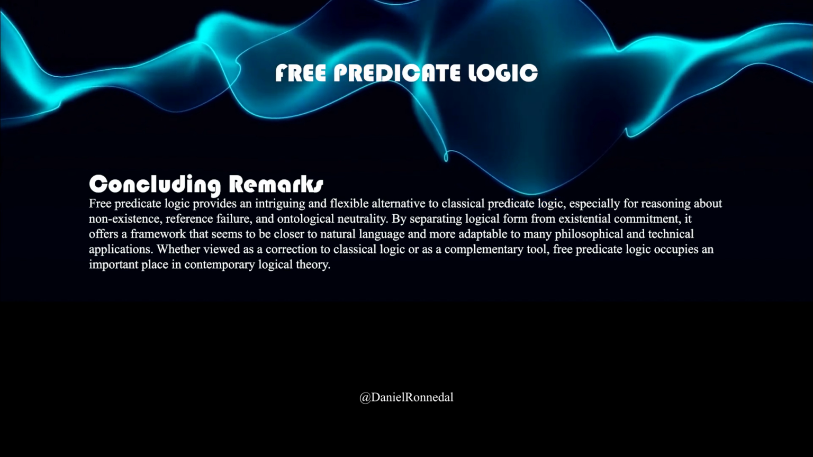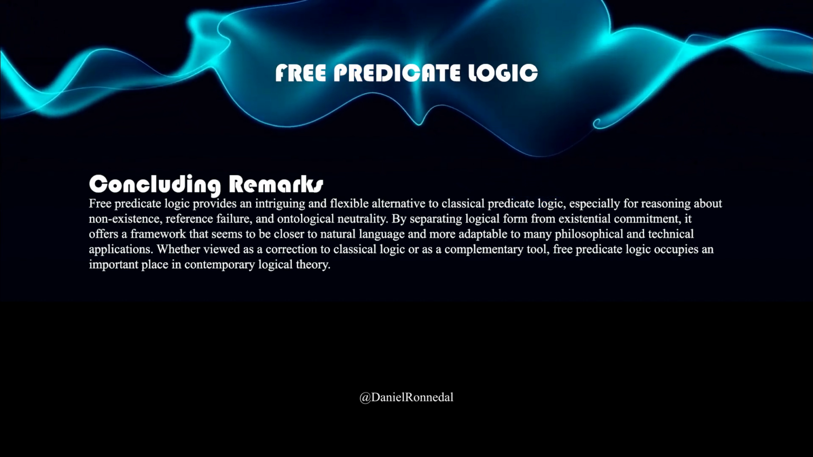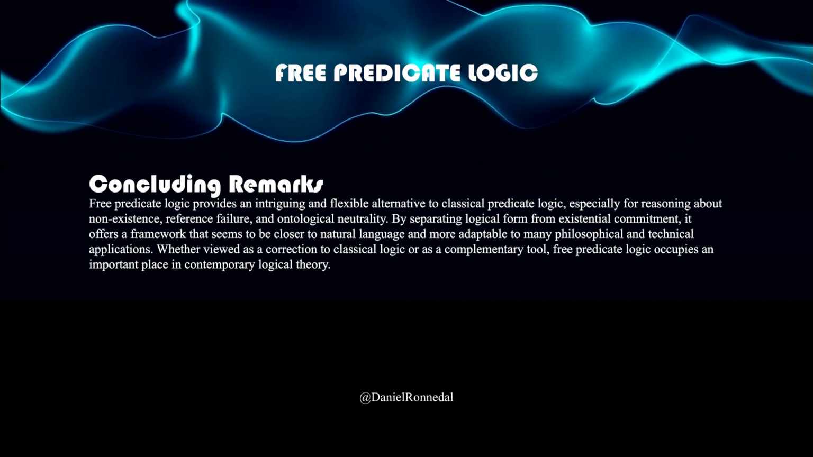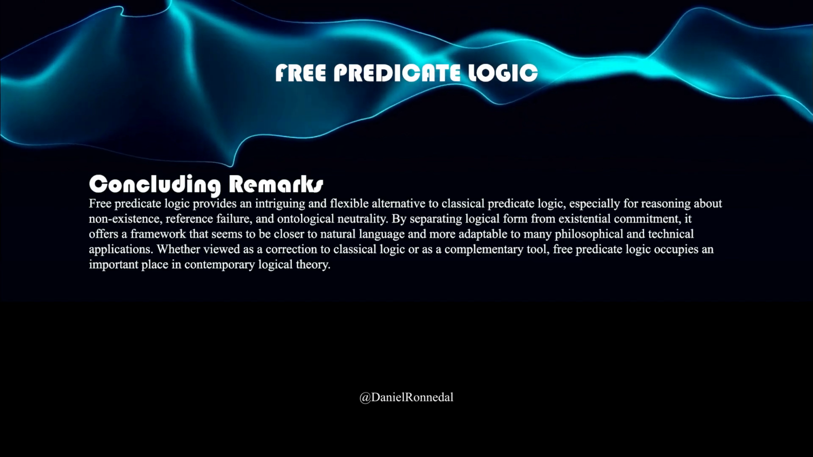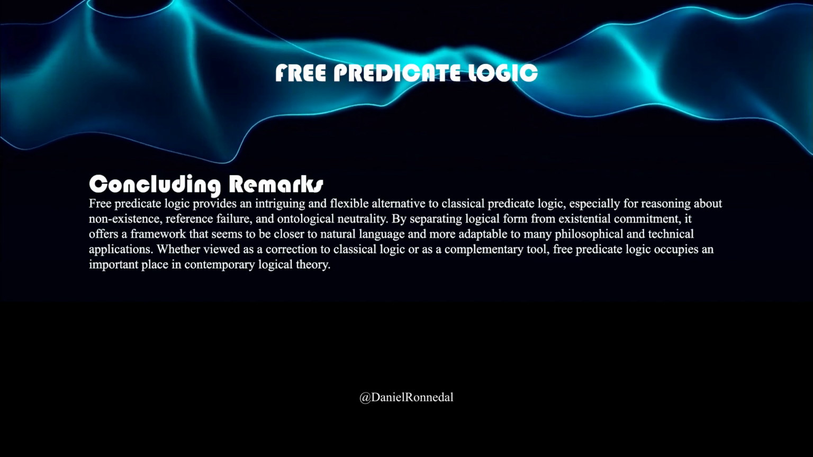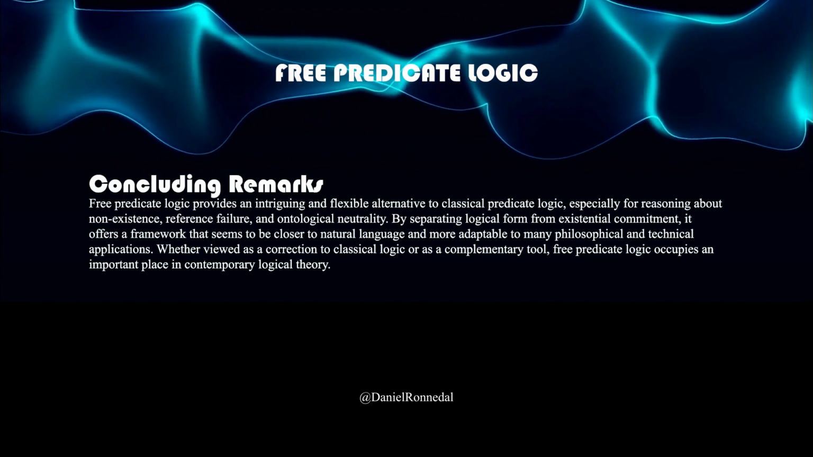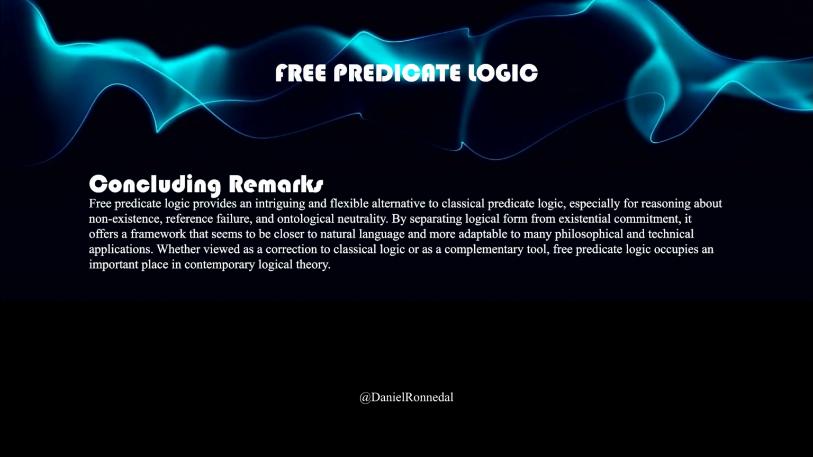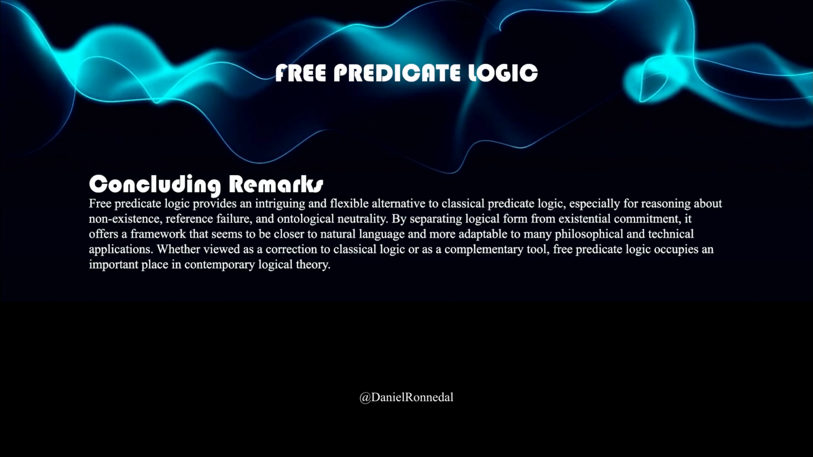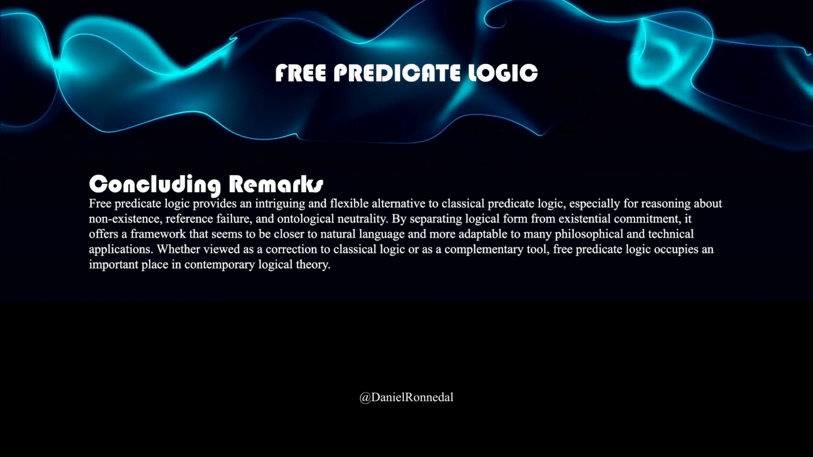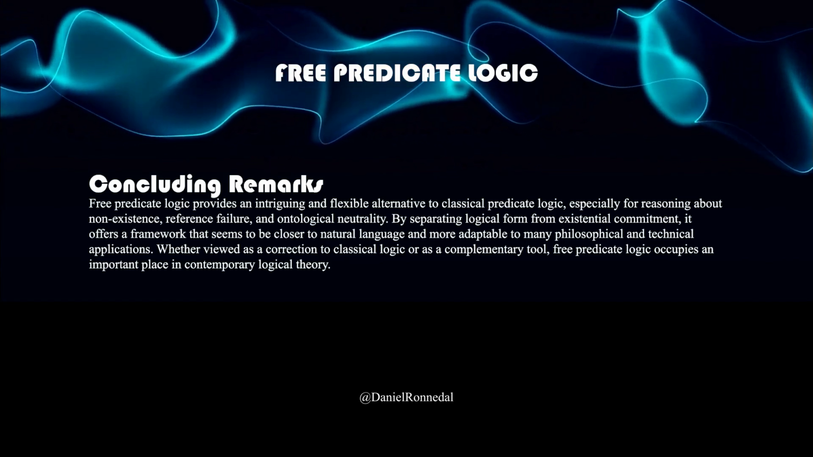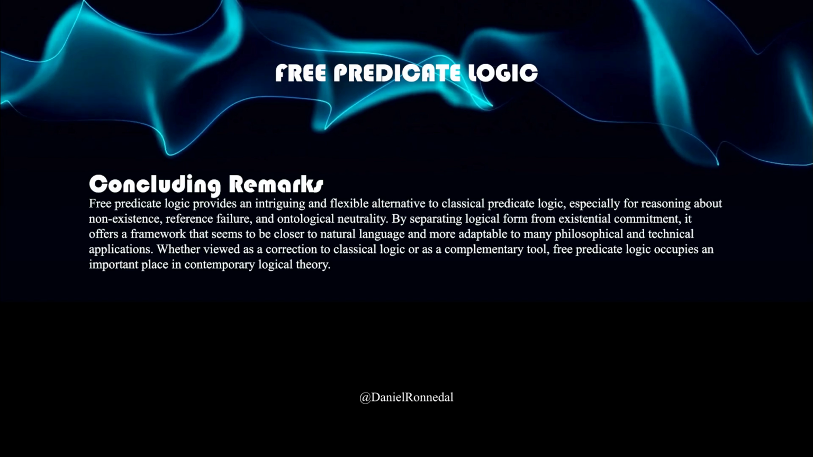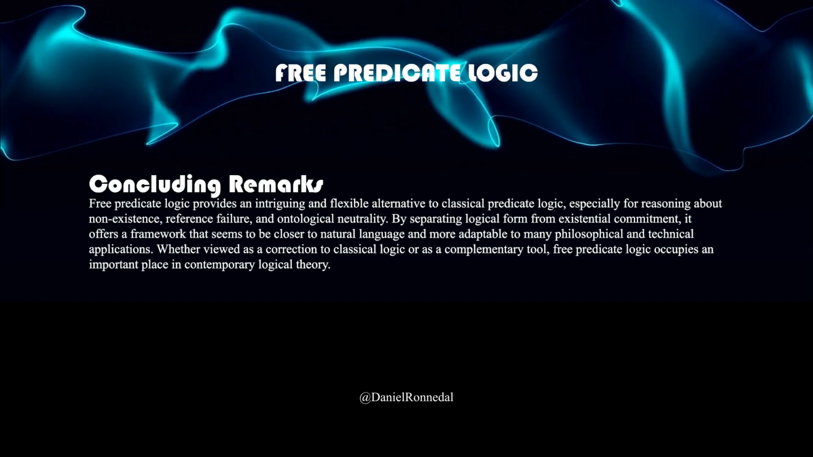Free predicate logic provides an intriguing and flexible alternative to classical predicate logic, especially for reasoning about non-existence, reference failure, and ontological neutrality. By separating logical form from existential commitment, it offers a framework that seems to be closer to natural language and more adaptable to many philosophical and technical applications. Whether viewed as a correction to classical logic or as a complementary tool, free predicate logic occupies an important place in contemporary logical theory.